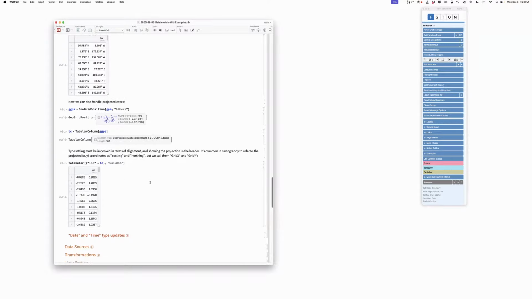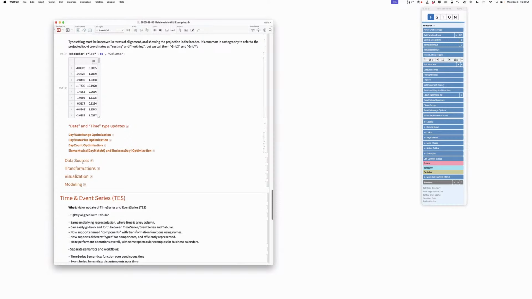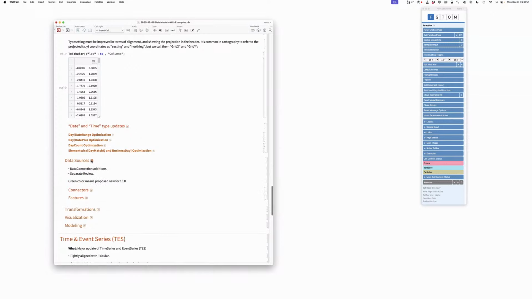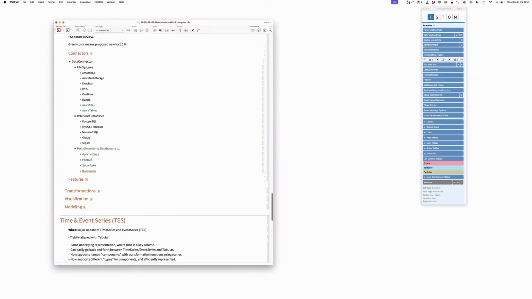Okay. And then you have seen these two. There are some major improvements. Do I look at these or not? Yes. So, data sources, I think there's a separate review for this. Yeah, this one's a separate review. Okay. So what am I looking at here? Should I look at this? Transformations.